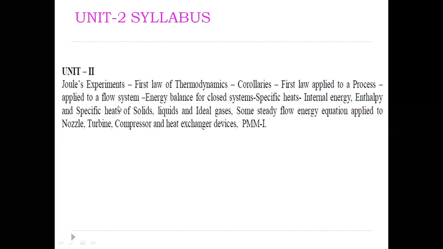The first law applied to a process, the first law applied to a closed system, and definitions of Cp and Cv, specific heat at constant pressure and specific heat at constant volume. Both we will discuss in the second unit. And these are the terms that are introduced in the second unit: internal energy and enthalpy. We will derive the SFE, the steady flow energy equation, and study its application to various components such as nozzle, turbine, compressor, and heat exchanger, and the perpetual motion machine of the first kind. So these are the topics we will study in our second unit.